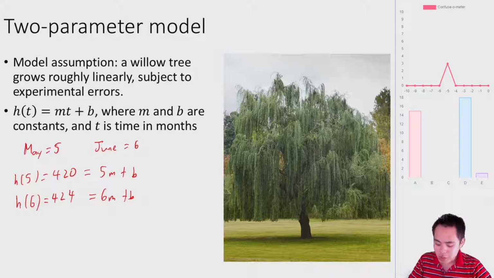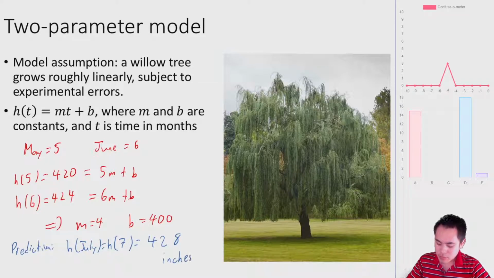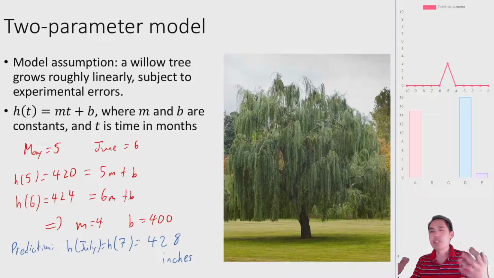When we solve these two equations, which you should know how to be able to solve, you get that m is equal to 4 and b is equal to 400, and so you end up with a prediction. So your prediction is h of July is equal to h of 7 is equal to 428 inches. Okay, since this is a two-parameter model, we don't end up with this contradiction that happens when we have two measurements. But now, of course, sometimes you might want more than two measurements.